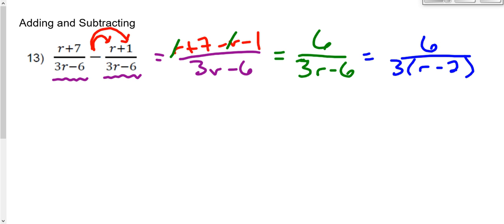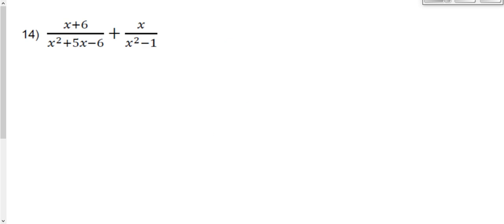Now what I notice here is that 6 and 3 cannot cancel, but they can reduce. They have a greatest common factor of 3. So if I divide 6 by 3, I get the number 2. And if I divide 3 by itself, I get the number 1. That means my final answer will be 2 over r minus 2. Let's go ahead and take a look at an example that does not have common denominators and see how we can find them.